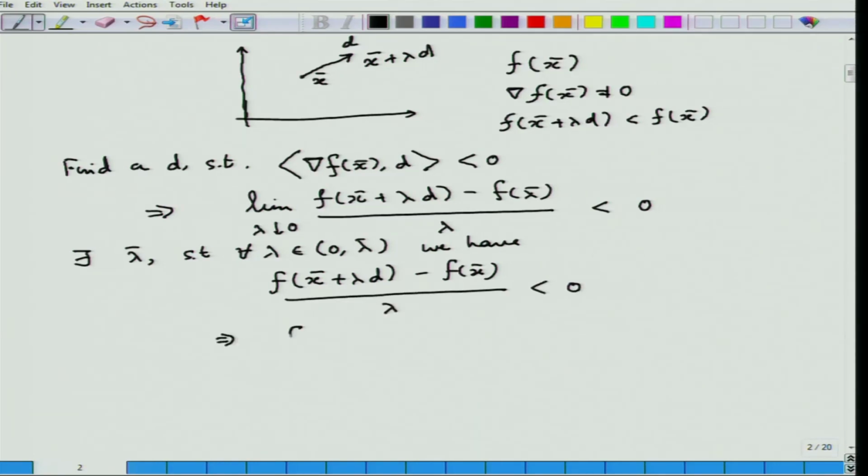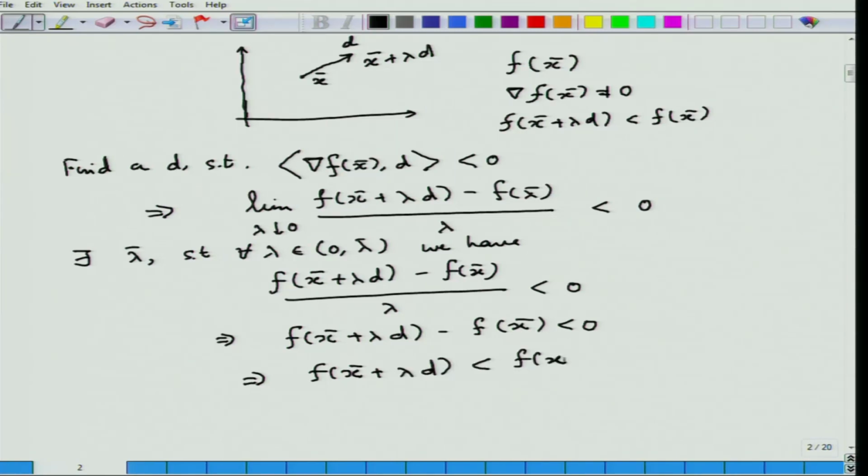This would imply that f of x bar plus lambda d minus f of x bar is strictly less than 0, because lambda is positive. This would imply that f of x bar plus lambda d is strictly less than f of x bar, a thing that we exactly wanted. So, any d which satisfies this relationship is called a direction of descent.